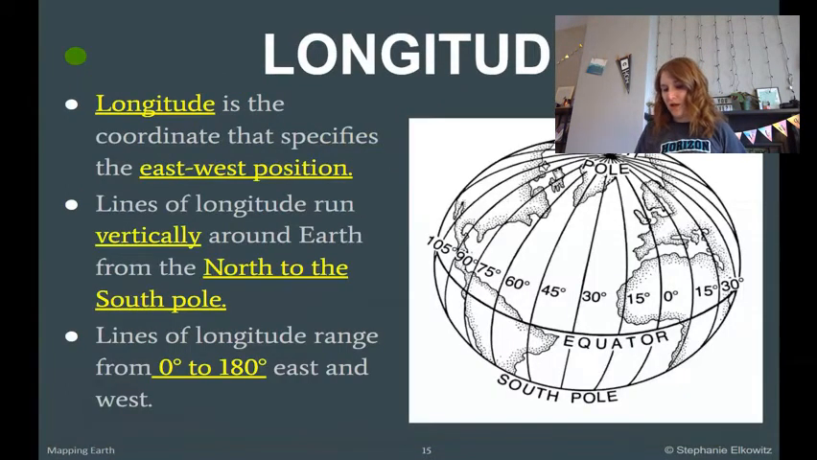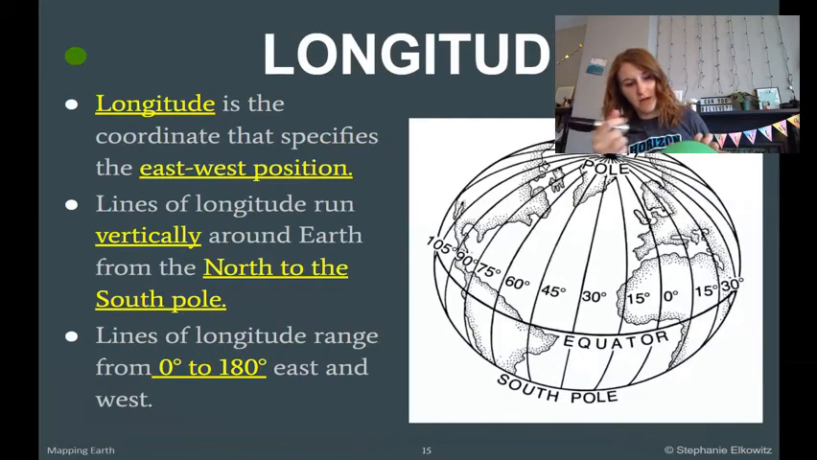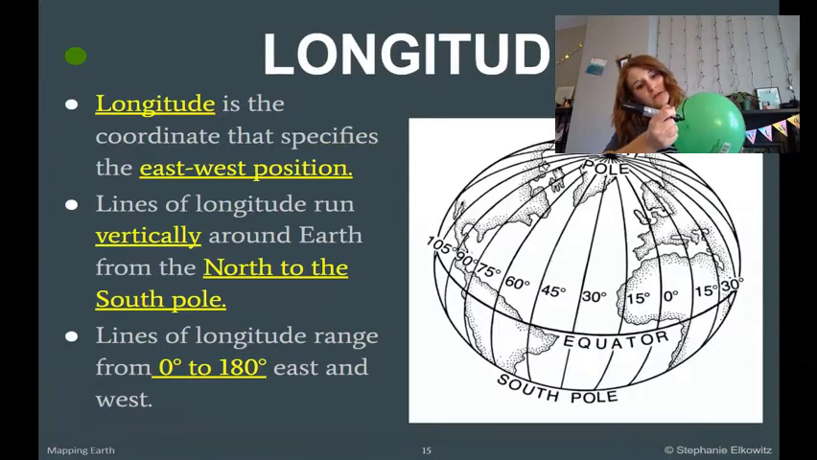Moving on to longitude. Now we are going to talk about lines of longitude. I am on page 3 of your notes. Longitude is the coordinate that specifies the east-west position. Lines of longitude run vertically around the Earth from the North to the South Pole. So here's my equator. Our lines of longitude run vertically from the North Pole all the way to the South Pole.